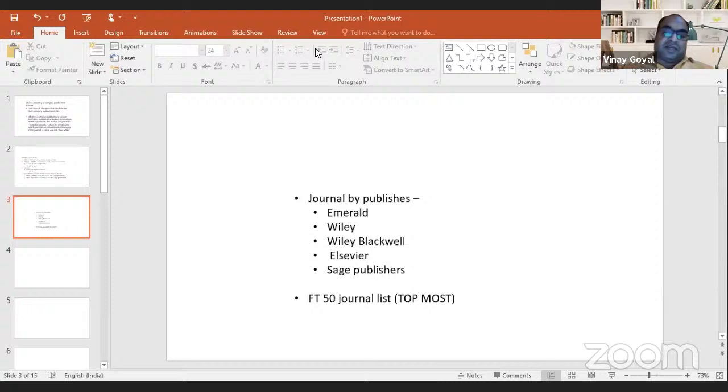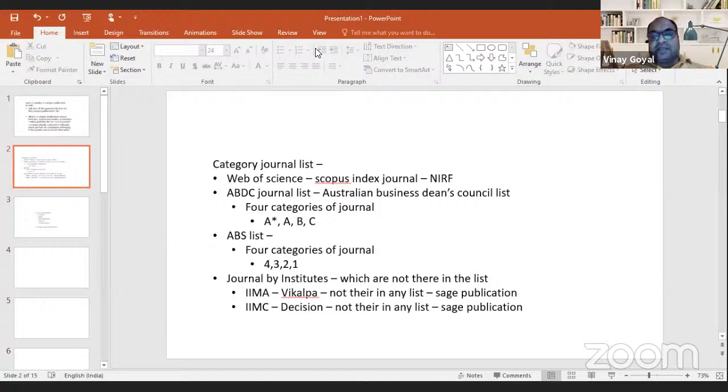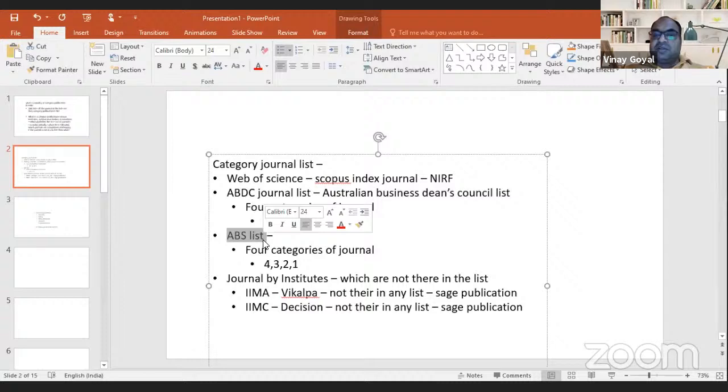So in some category or other it will come, right? So I can say that for ABDC and ABS, there are 90% journals which are common in both. So there will be 10% journals which are there in ABDC and not in ABS. There will be some journals which are in ABS, but they are not in ABDC. So this possibility is definitely there, so you have to keep that in mind.